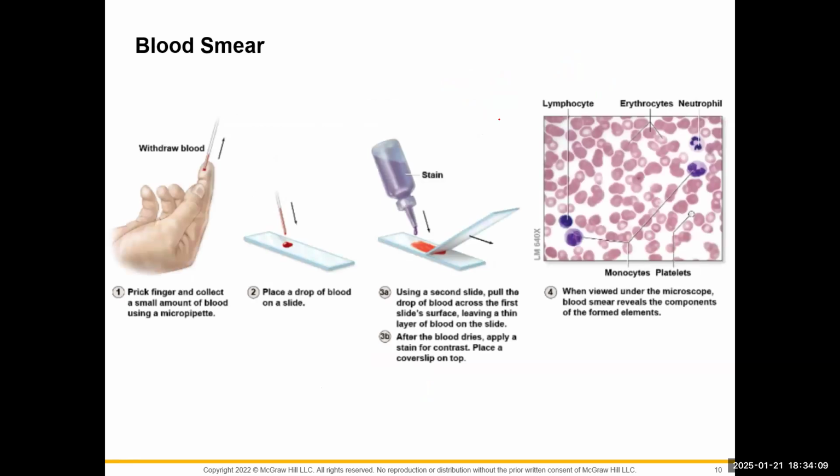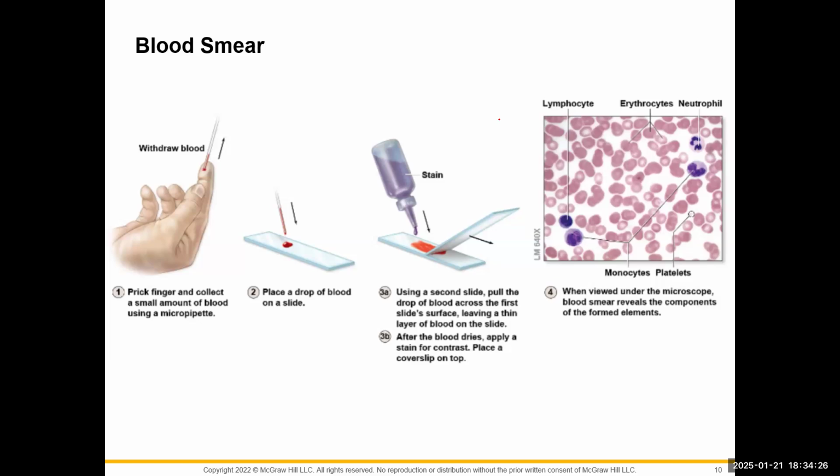So here you can see how we make a blood smear. In this case, if you just want to do solely a blood smear, you're going to have to do a finger prick on somebody. But if I've already drawn the blood from you, I can get the blood for my blood smear from that sample that I took. So in this case, you prick the finger.